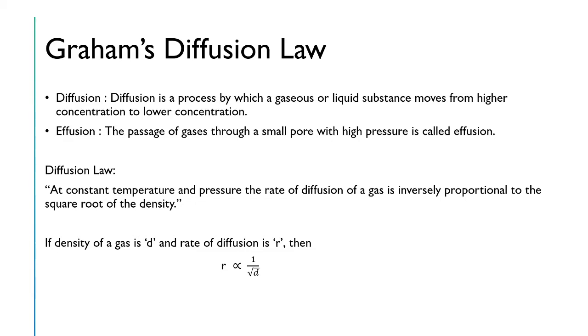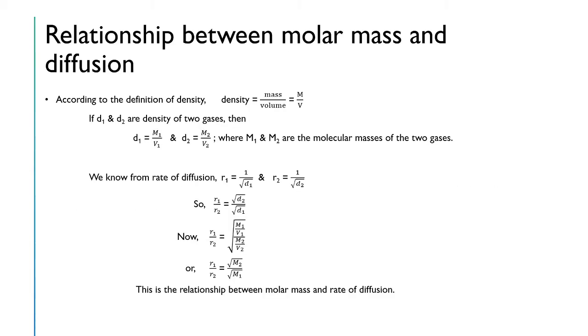So there is a diffusion law of Graham, that is, at constant temperature and pressure, the rate of diffusion of a gas is inversely proportional to the square root of the density. So if density is a small d and rate of diffusion is a small r, then r is proportional to 1 by root over d. So this is Graham's diffusion law, and next we will see a mathematical problem. Before that, we will take a glance at the relationship between molar mass and diffusion.